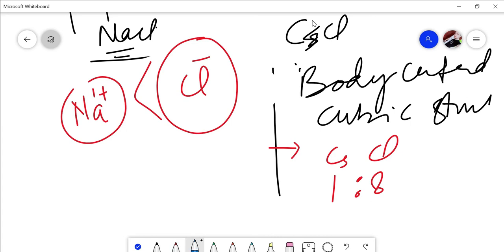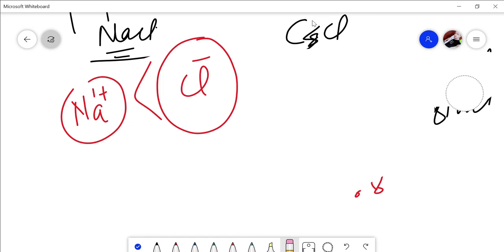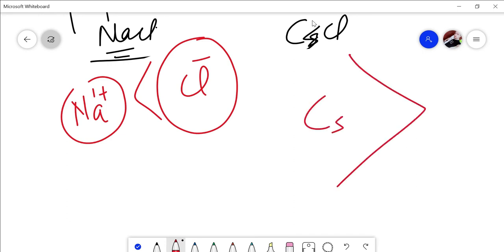But in case of cesium chloride, the cesium ion is much bigger, and you cannot even imagine how much bigger the cesium ion is. Cesium is very big in size compared to the chloride ion. So here chloride is bigger, and in cesium chloride, cesium is bigger. I'll tell you how these two cubic structures will look. So focus on it, please.